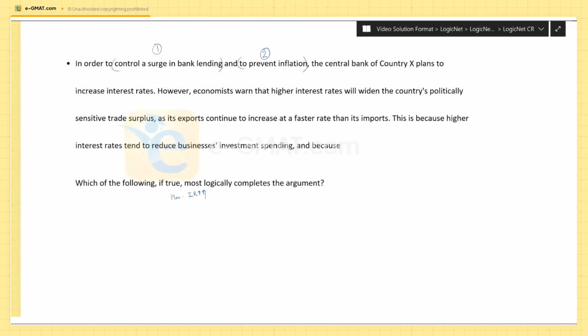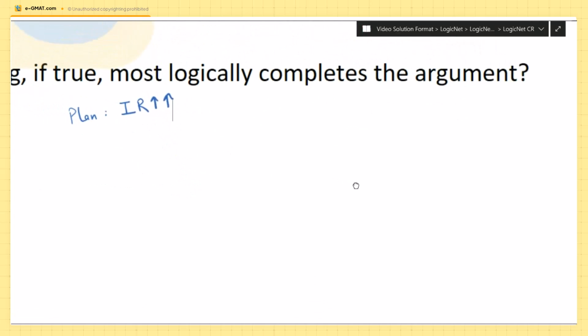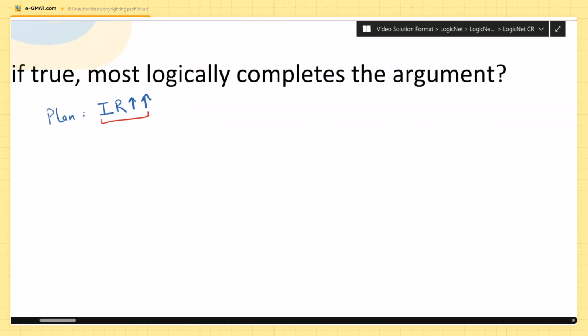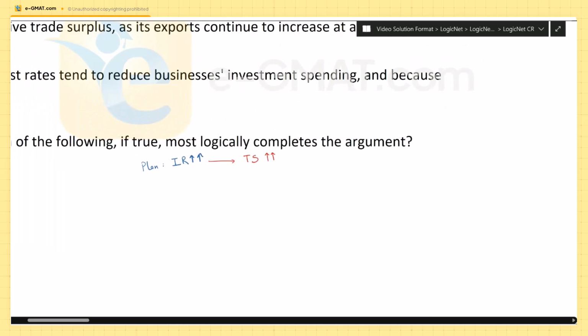Let's read ahead. However, so there's a contrast coming. Economists warn that higher interest rates will widen the country's politically sensitive trade surplus. So we have a warning from the economists that this higher interest rate will widen the trade surplus. Now, what is the trade surplus? I do not know what trade surplus is. However, if the question expects me to understand what the trade surplus is, it will provide me enough context. I just know that it is politically sensitive. So let's get back to the passage.